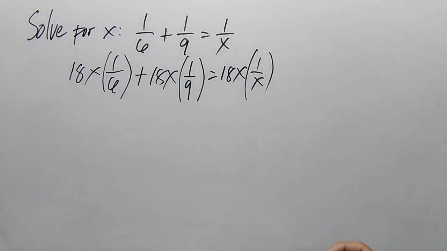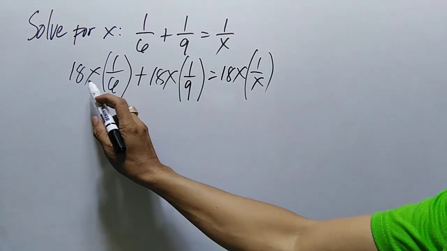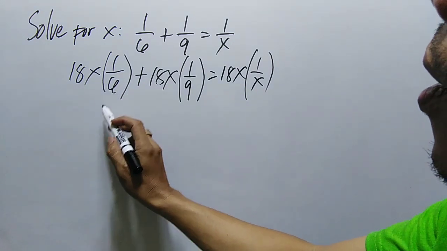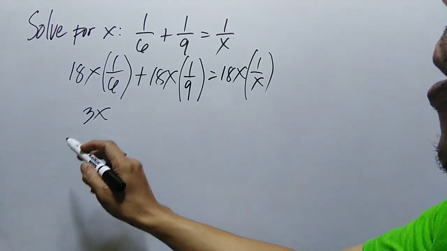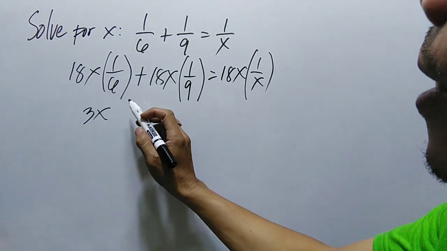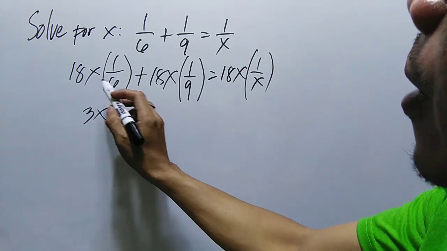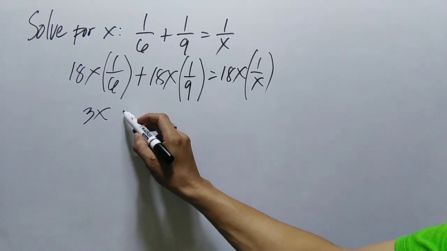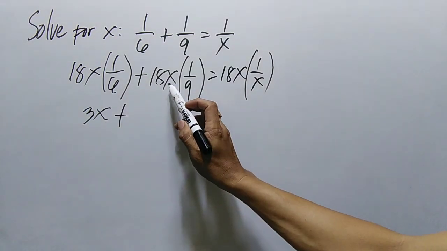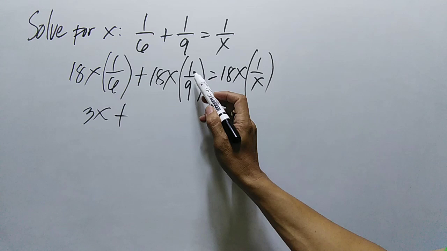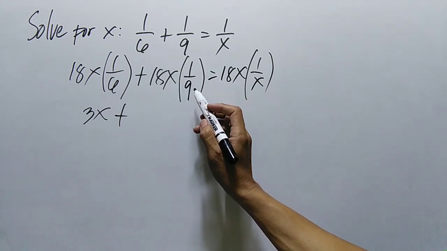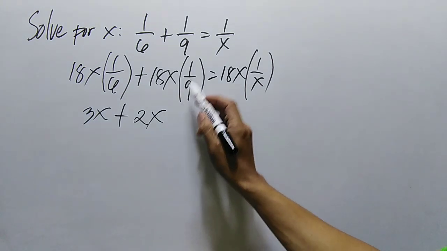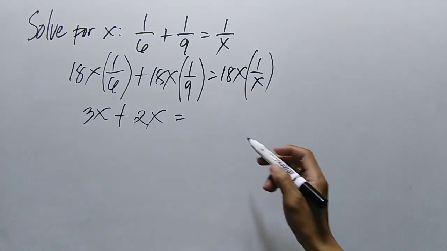Okay? So ngayon, i-divide natin si 18x divided by 6, that is 3x. Okay? Kasi times 1 na yan eh. 18x divided by 6 is 3x times 1 is 3x. Okay? Dinidiritso ko na lang. Plus 18x divided by 9 times 1. Okay? So 18x divided by 9, that is 2x. Okay? Times 1 is 2x.